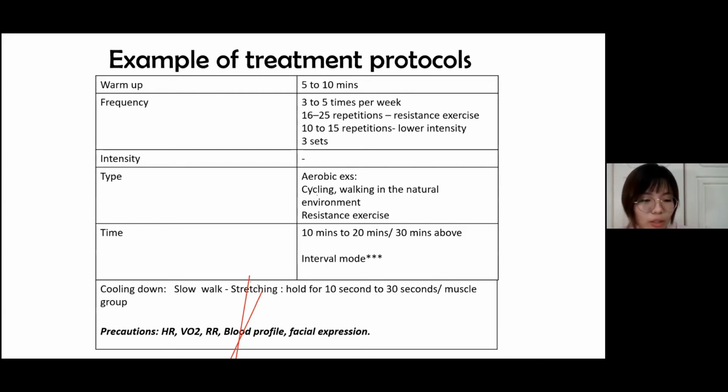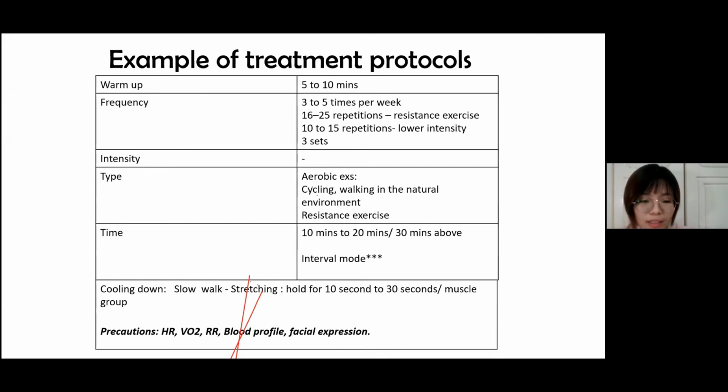And for cool down, we need to include a cool down exercise, slow walking, together with stretching. One muscle group we can hold for 10 seconds if the muscle is very tight, but if the muscle is not so tight, we go to 30 seconds. The precaution we need to take is to continue to check their heart rate and also blood pressure. VO2, you can calculate if you want, but you can neglect it if it is okay. The breathing rate, blood profile.